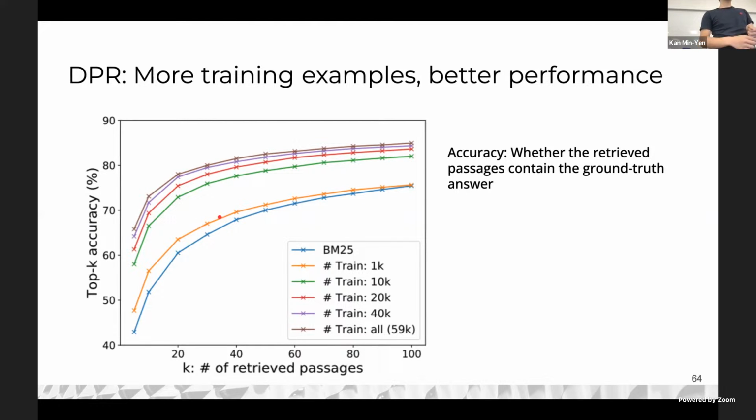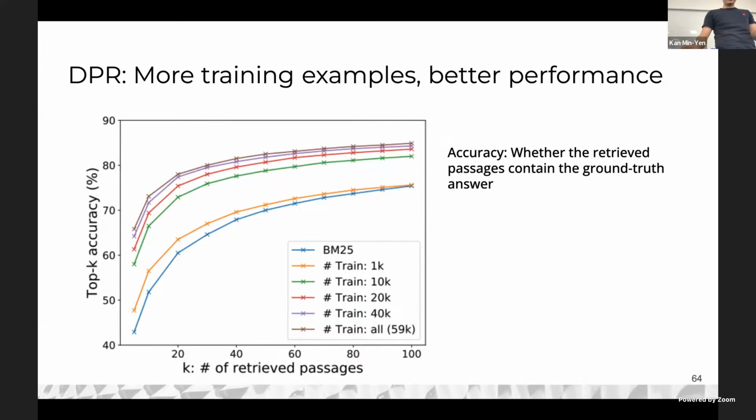There's a question. The K on the y-axis, the K on the x-axis, and the K in the legend, are they the same K? No. This is the number of retrieved passages. So here the K in the legend is 1,000, right? 1,000 training examples. Okay. And the x-axis is the number of retrieved passages. And then what is the top K accuracy?